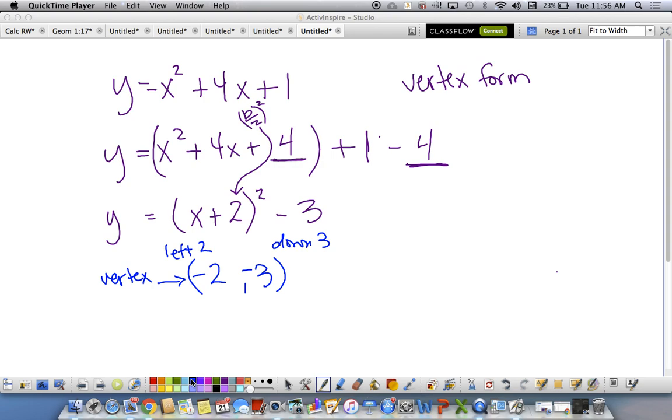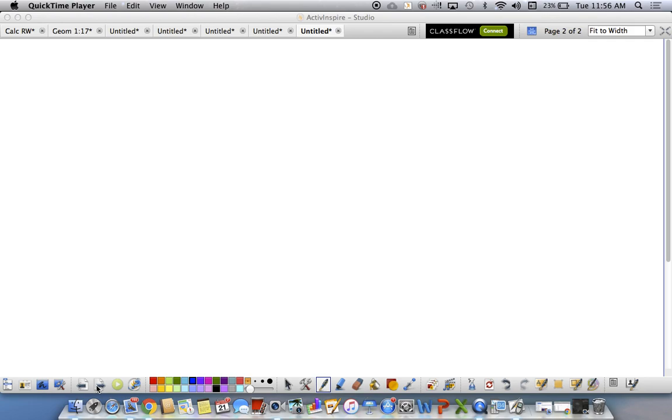Can we keep going? Can I give you another one? Here we go: x squared plus y squared minus 8x minus 4y plus 11 equals 0. What type of graph is this? What type of conic? It's like the circle, but it's not a circle.